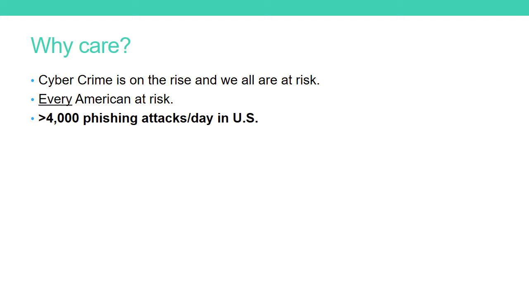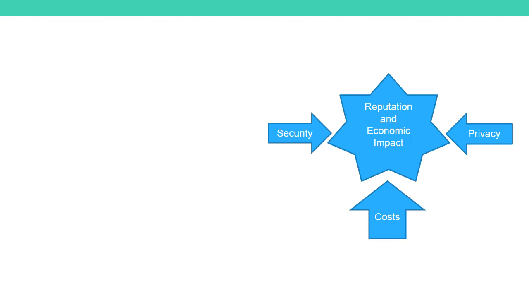So we should all care about this. It's pretty interesting that there are over 4,000 phishing attacks daily in the United States, and this represents the most common threat that we have. So I'm going to spend a lot of time talking about phishing. It may be repetitive to some of you, but I want to give you some real live examples that have come across my email in the last year so that you can begin to recognize what is phishing, what is not phishing, and also to compliment companies on how they help to prevent phishing attacks.